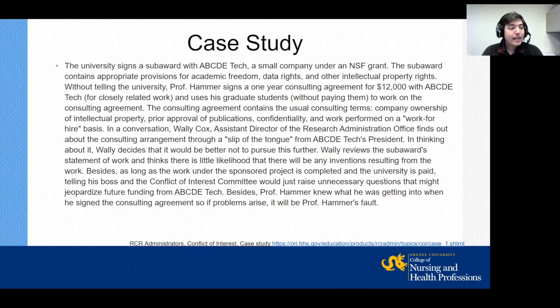In a conversation with Wally Cox, the assistant director of the Research Administration Office, he finds out about the consulting arrangement through a slip of the tongue from the tech's president. In thinking about it, Wally decides that it would be better not to pursue this further. He reviews the subaward statement of work and thinks there is little likelihood that there will be any inventions resulting from the work. Besides, as long as the work under the sponsored project is completed and the university is paid, telling his boss in the Conflict of Interest Committee would just raise unnecessary questions that might jeopardize future funding from ABC Tech. In addition, Professor Hammer knew what he was getting into when he signed the consulting agreement, so if any problems arise, Wally feels that it will be Professor Hammer's fault.